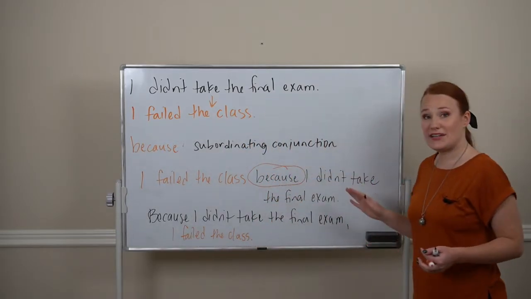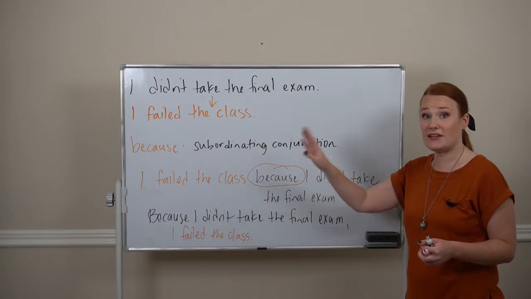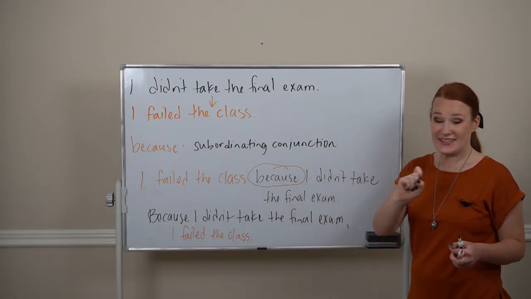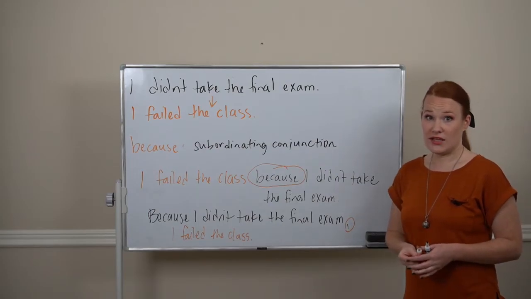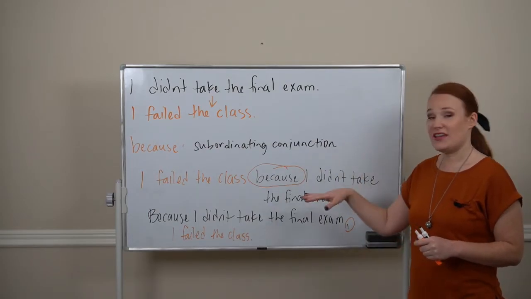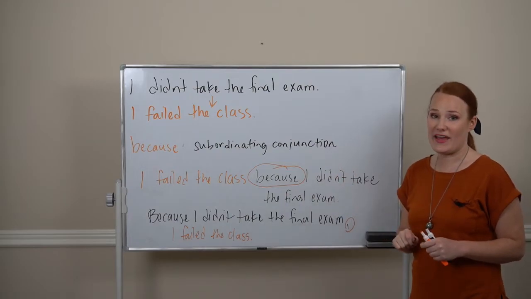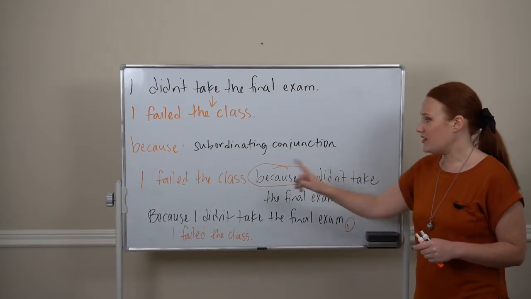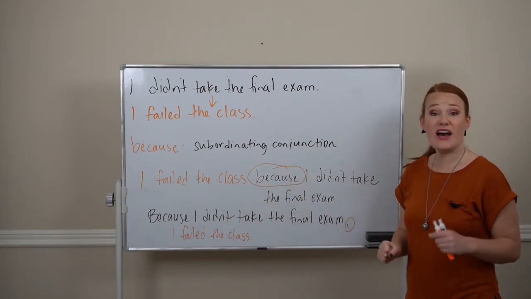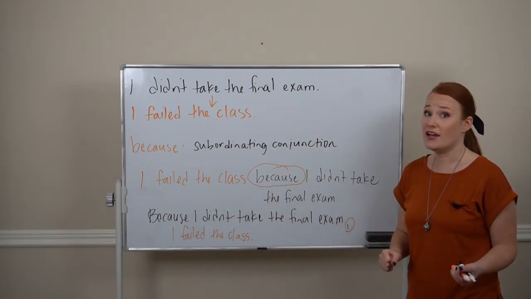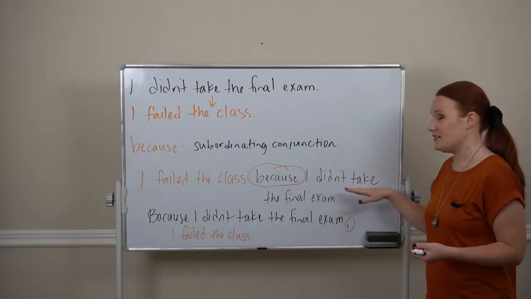So our subordinate clause went to the beginning, our main clause went to the end, and there's one difference. We added a comma. If the subordinate clause comes at the beginning of the sentence, you need a comma at the end of it. When the main clause is first, you don't need a comma. So because is followed by a clause. So we have a subject and a verb.